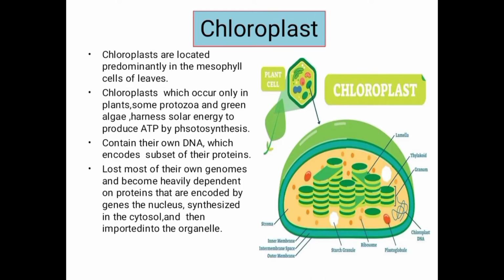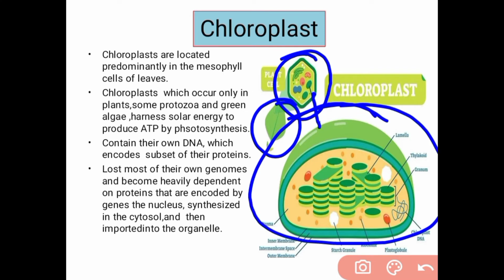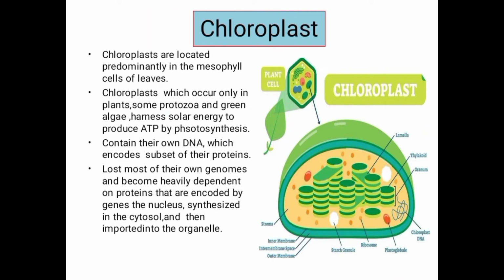Then coming to the chloroplast. Chloroplasts are located predominantly in the mesophyll cells of leaves. This is the whole cell of the plant, and here the chloroplast is present. This is the chloroplast in broad structure. Chloroplasts are located predominantly in the mesophyll cells of leaves.